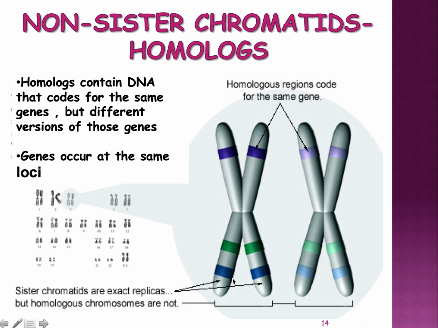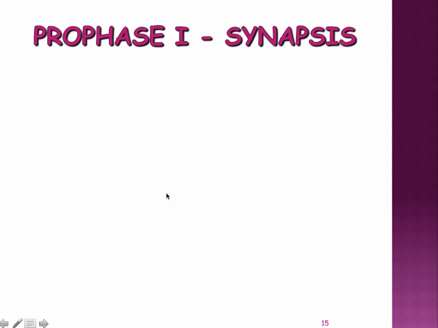So understand that the two dark purples will share the same exact DNA, but then when we talk about the dark purple and the light purple, they are just different versions. Okay.